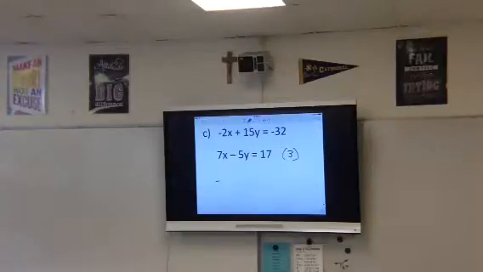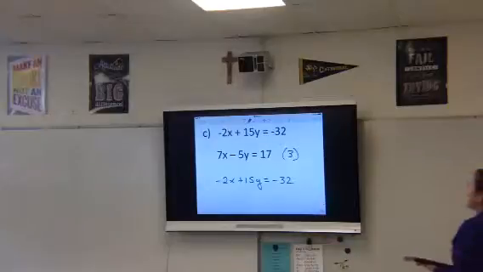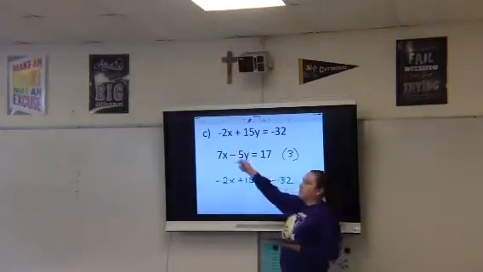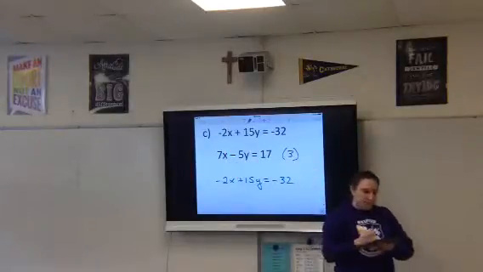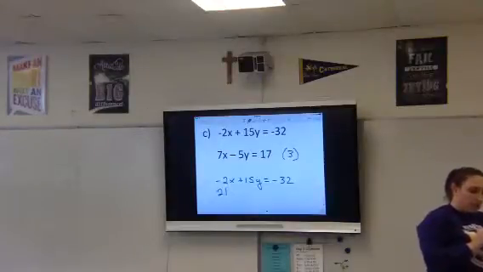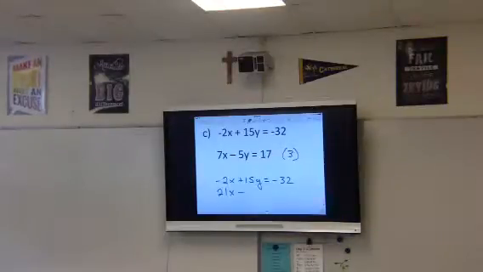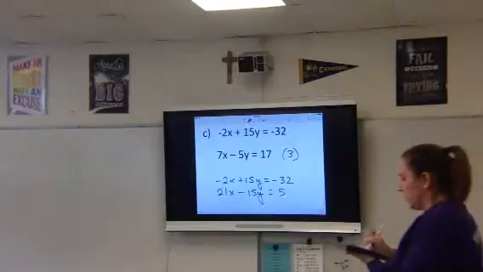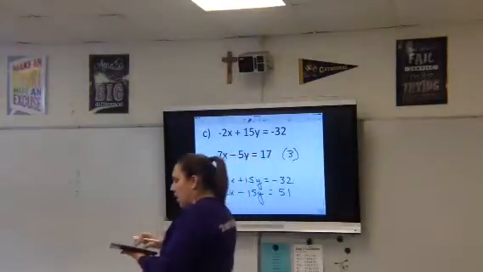Now I'm going to go ahead and just rewrite the top equation down so that I have it. And now I'm going to multiply the bottom one by 3. So 7x times 3, all parts. So 7 times 3 is what? 21. All right. Negative 5 times 3? Negative 15. Good. And 17 times 3? 51. Very good.